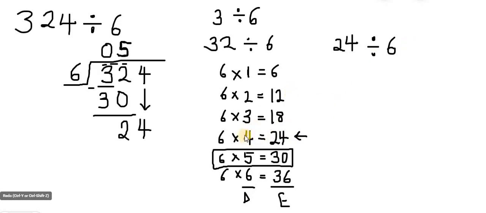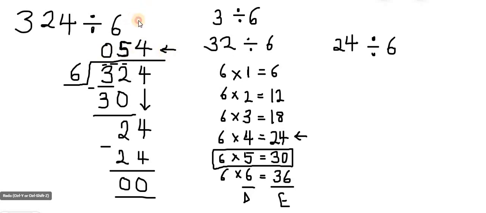okay, for the number of 6's in 24, which is just 4, put that above 4 there, and we take the answer in the E column of 24, and we subtract, and we end up with 0 and 0, so we stop there. 324 divided by 6 is a number at the top here called 054, or we can drop the 0 at the front for just 54.